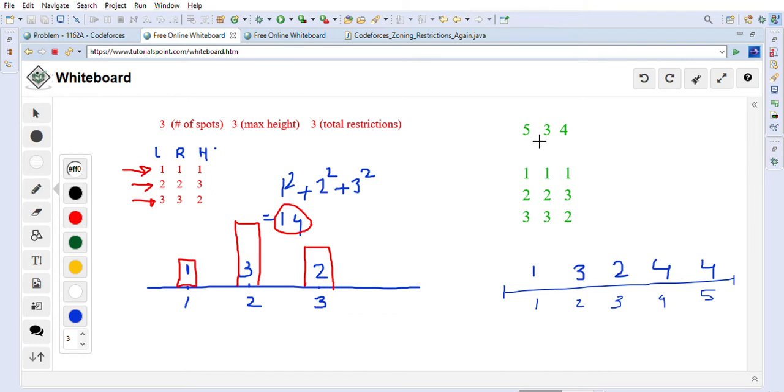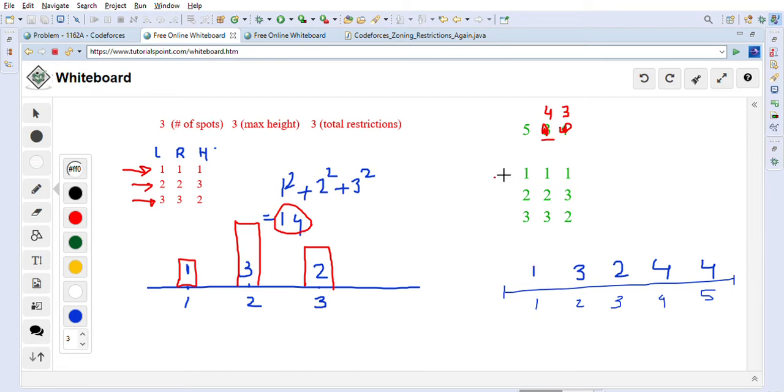So similarly, let me take one more example here. The total spots are 5, as you can see, 1 2 3 4 5 are given. Then the maximum height is 4, and total zoning restrictions are 3 here. Sorry, I mistakenly said it wrongly earlier. So this is 4, and this should be 3, basically, the 3 zoning restrictions which are given to us, right?